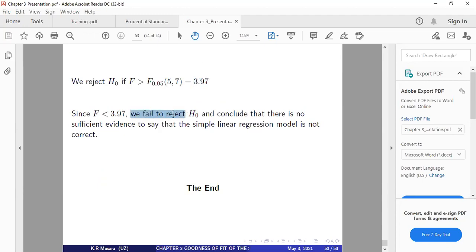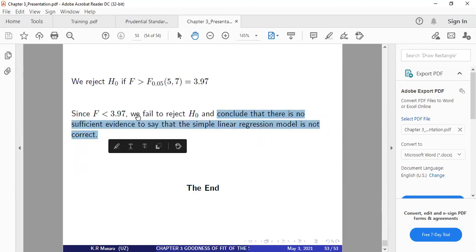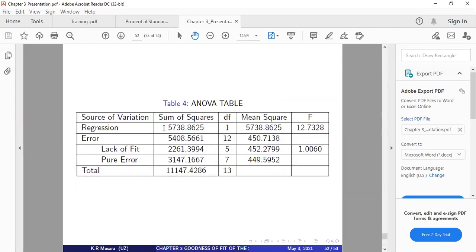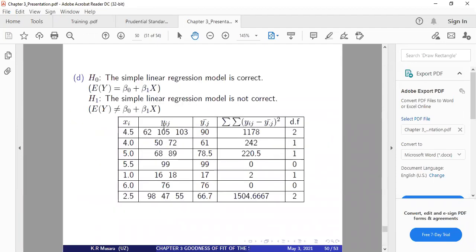So we fail to reject H0 and conclude that there is no sufficient evidence to say that the simple linear regression model is not correct. I'm sure you have to understand what the statement means. This was our conclusion. We failed to reject H0, based on the rejection criteria. So when I fail to reject H0, what do we mean? We don't have sufficient evidence to say H1 is correct.